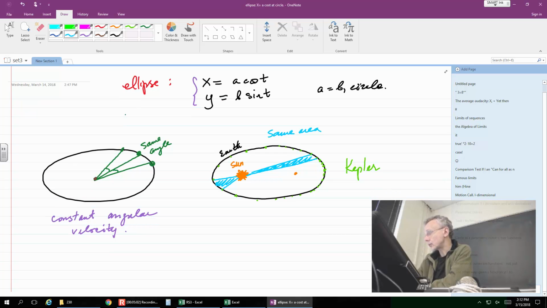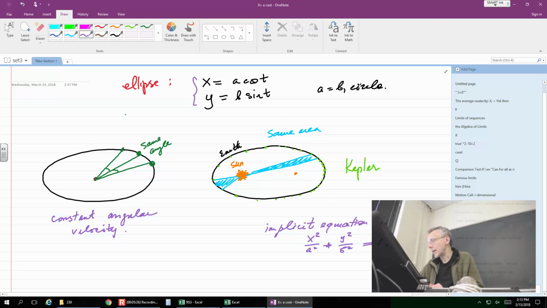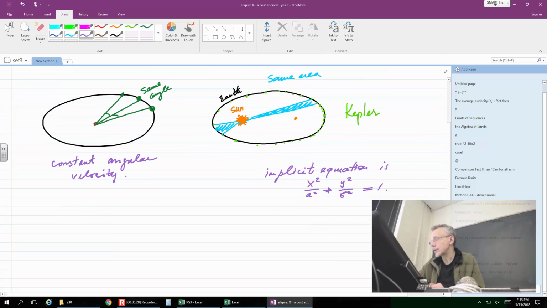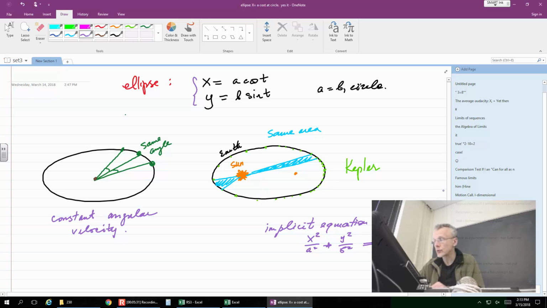But there is actually a third one that is even simpler. If we go back to the implicit equation of the ellipse, it is x squared over a squared plus y squared over b squared equal to 1. This one is easy to confirm. Once again, how do I get it? I just use trigonometry like this. I get it through elimination of the parameter.